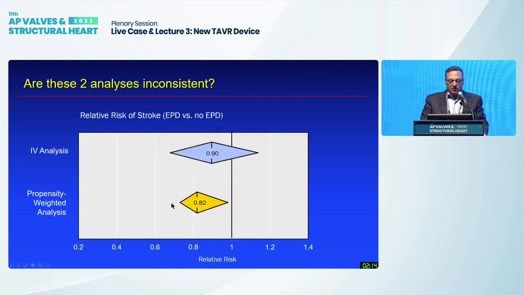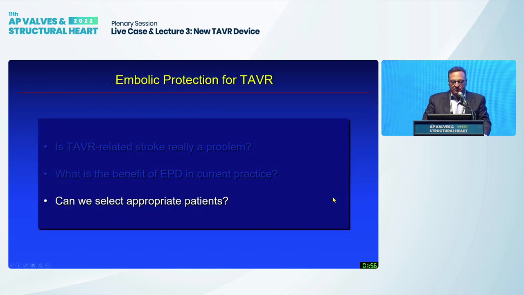But the truth is, if you actually look at them side by side on this graph, they actually are more similar than different. The only difference is the instrumental variable analysis has somewhat wider variance. So what do we conclude from this is that if there is a reduction in stroke, it's more modest than one might think based on the mechanism of action of these devices.